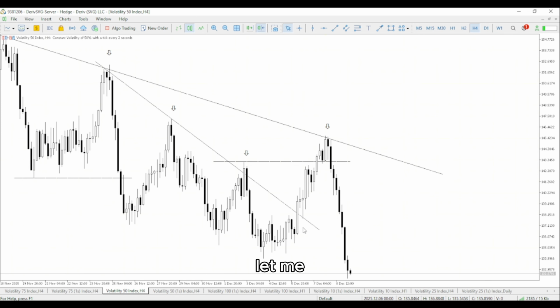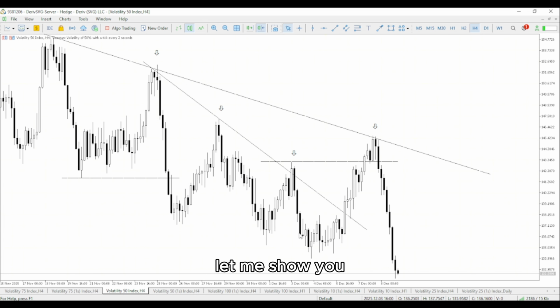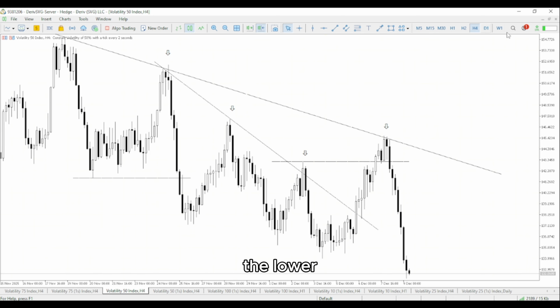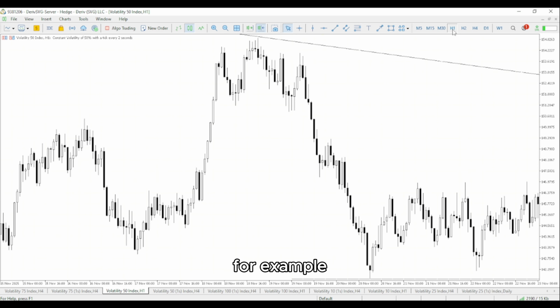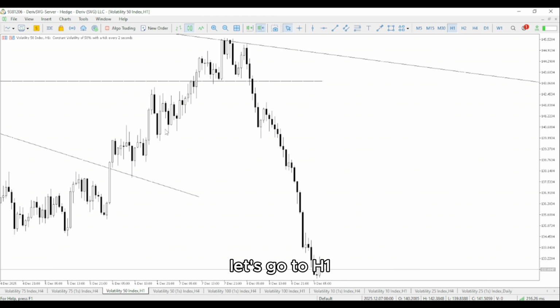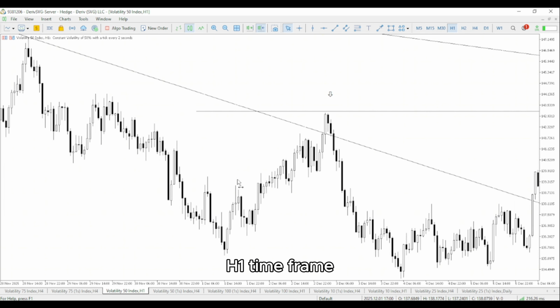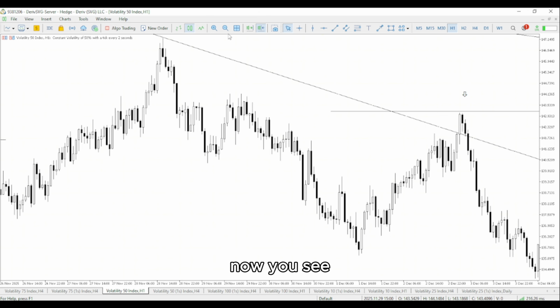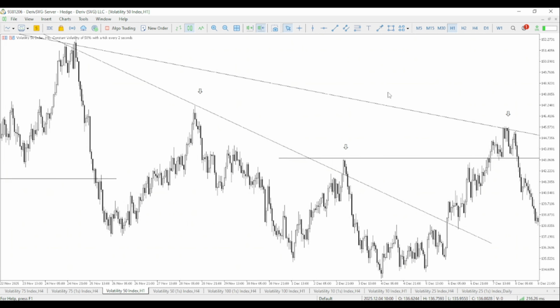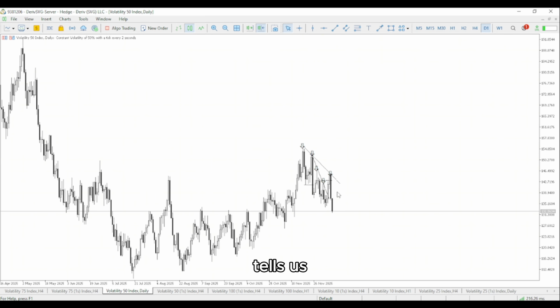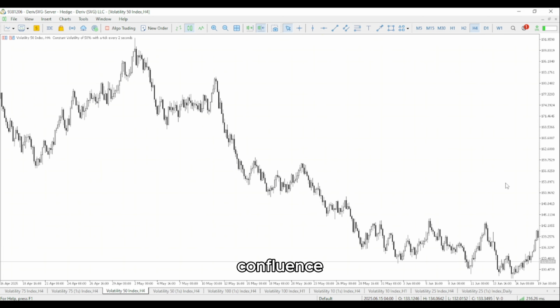First of all, let me show you how we cut this entry on the lower time frame. Let's go to the lower time frame. Let's go to H1, for example. Now, in the H1 time frame, you see something. Now, we want to align. We've aligned the D1 and the H4 time frame. The D1 tells us that the trend is currently down. Then that is one confluence for us.